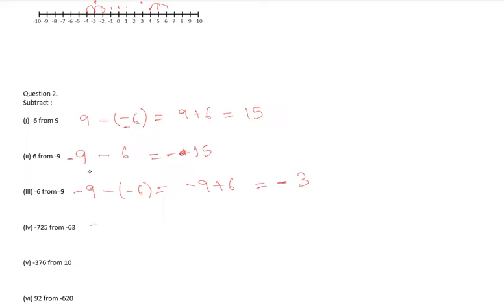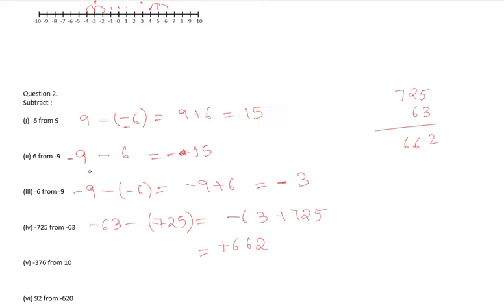Then we have minus 63 and the other number is minus 725. So this is minus 63 plus 725. Since it's different signs, we will subtract, and since it is a big number, I can do the subtraction in the rough to show you how exactly the answer should be. So 5 minus 3 is 2 and 12 minus 6 is 6. So 662, and the sign would be plus.